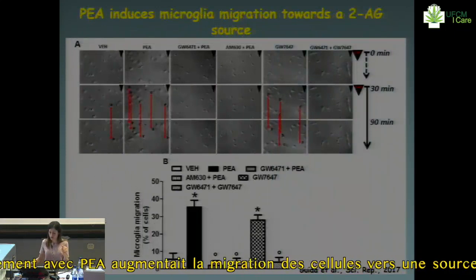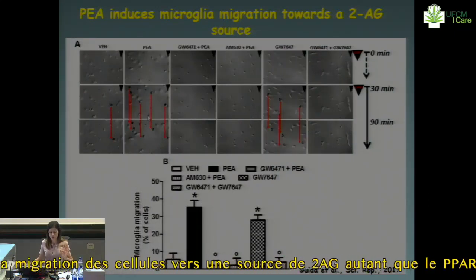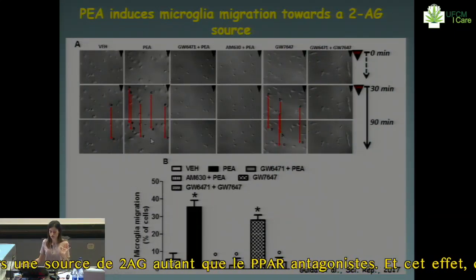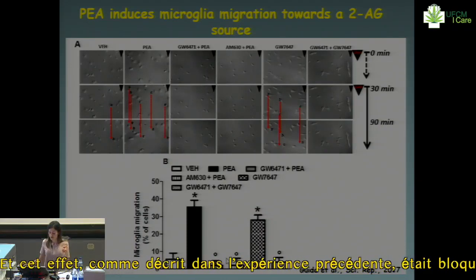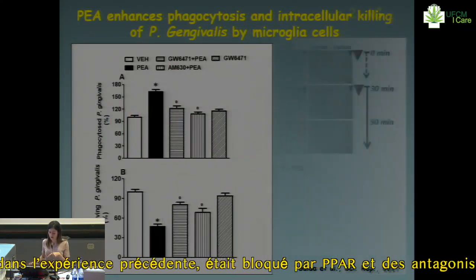Moreover, treatment with PIA also increased the migration of cells toward the 2AG source as well as the PPAR-alpha agonist, and this effect was, as previously in the other experiment, blocked by PPAR-alpha and CB2 receptor antagonists.